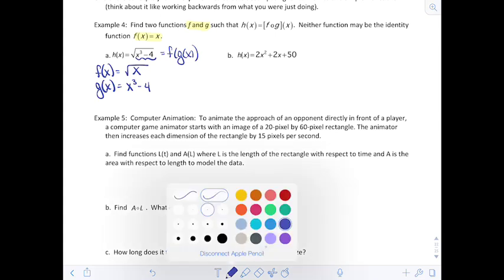Okay, letter B, same type of thing. If I were you, I'd pause this video, try to figure this out, and see what you get. Again, there are different answers.